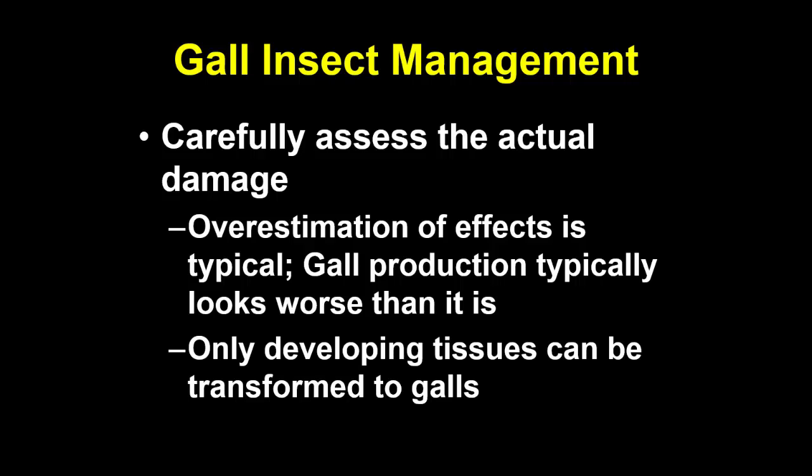So, what do we do about gall insects? I think the most important thing is to just try to keep this in perspective. Really be careful in terms of assessing how damaging these things are. Overestimation of effects is typical because galls are unusual in form, and one's eye will go to see what kind of injury is present in front of their face. But if you step back and look at how much of the plant is affected, it is often far less. So gall production is typically something that looks a lot worse than it is.